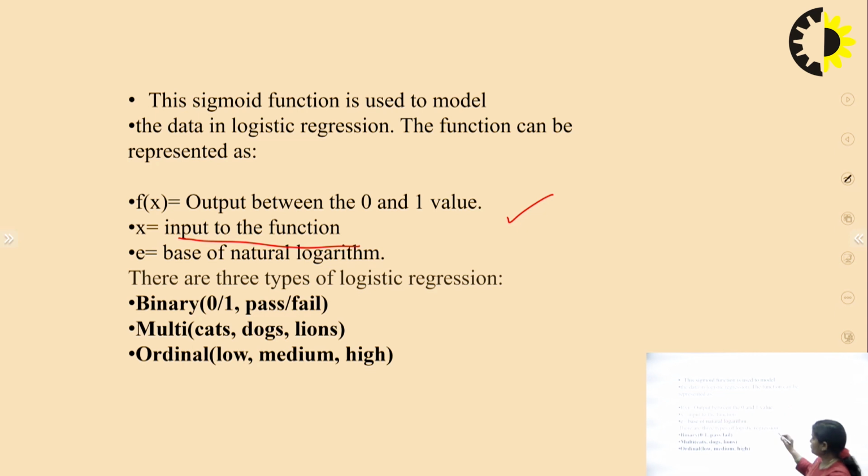There are three types of logistic regression. The first one is binary, which is 0, 1, pass, fail. Then multi, such as cat, dog, lion. And then ordinal, in which we classify the data set into three values: low, medium, and high.